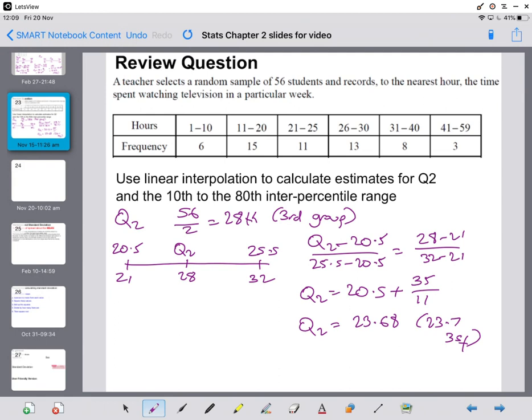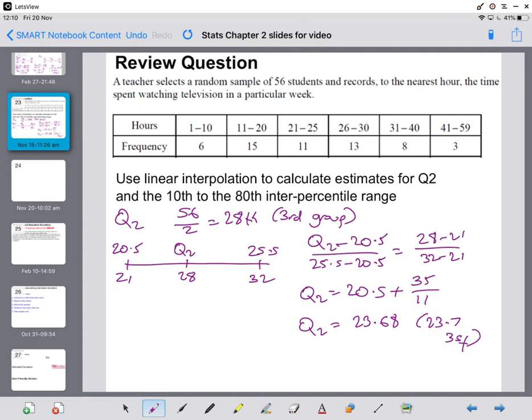So if we set up our working out, it's Q2 minus 20.5 over 25.5 minus 20.5, which has got to be in proportion to 28 minus 21 divided by 32 minus 21. If we tidy that up a bit, we get Q2 equals 20.5 plus 35 over 11, which gives us a Q2 value of 23.68, or 23.7 to 3 SF.